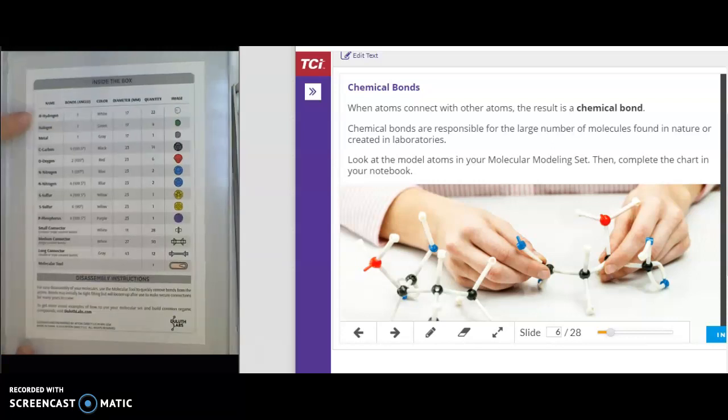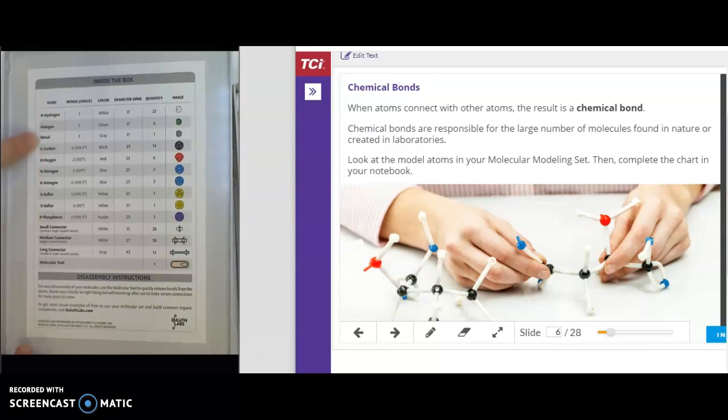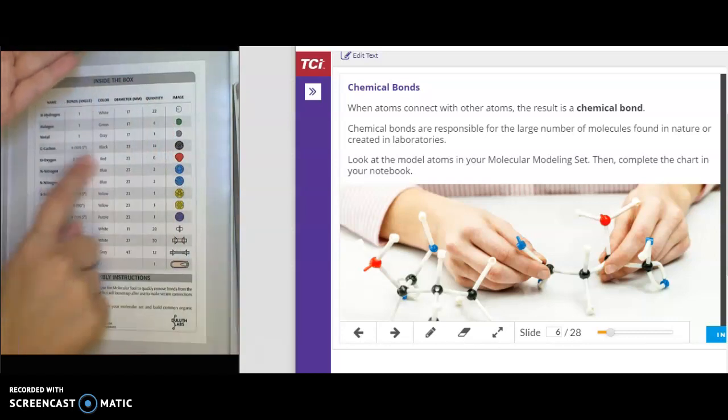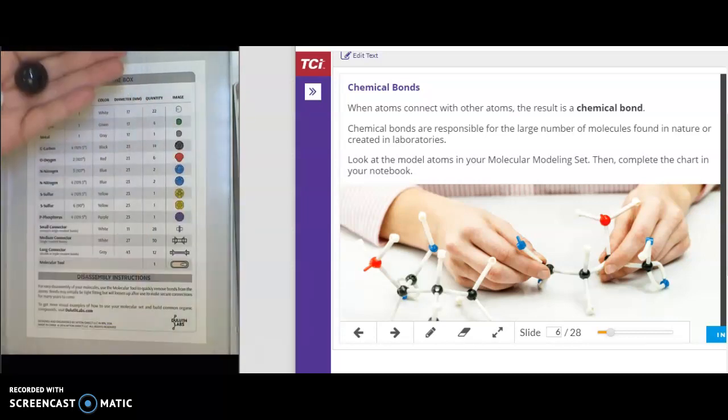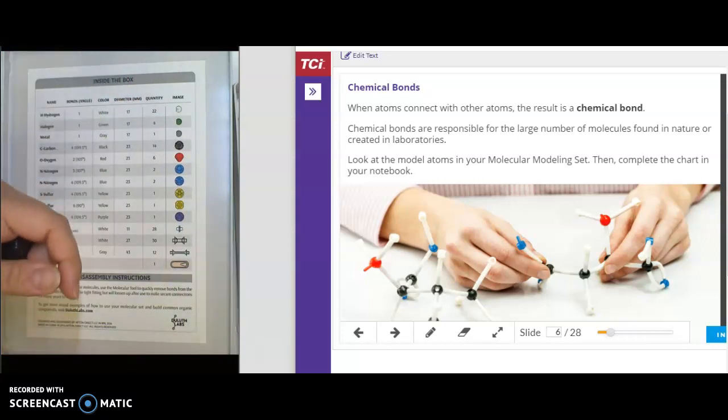So on the key, the first column on the left is where I'm going to see the different types of atoms. And they put both their chemical symbol, which is the symbol that you would find on the periodic table when you're looking up that element, and they also put the full name. And so we need to take a look at hydrogen, which is white. So let me pull that one. We need to look at carbon, which is black, and nitrogen, which is blue.